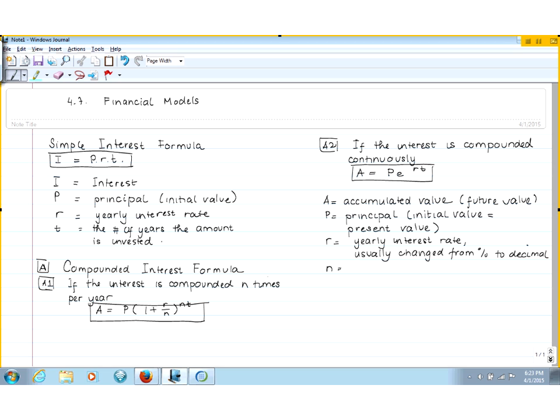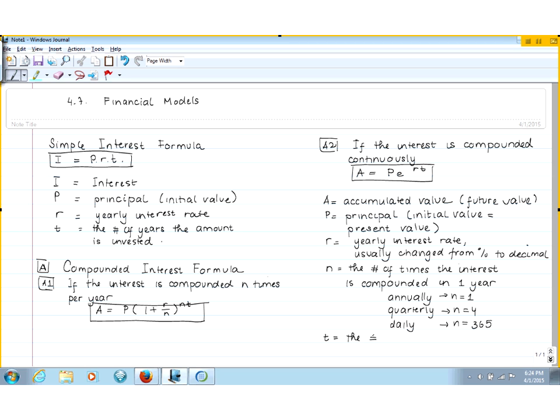And N is specific for the first formula. N is the number of times the interest is compounded in 1 year. So annually means N is equal to 1. For example, quarterly means N is equal to 4. And daily means N is equal to 365, etc. And then T is the number of years the amount is invested.